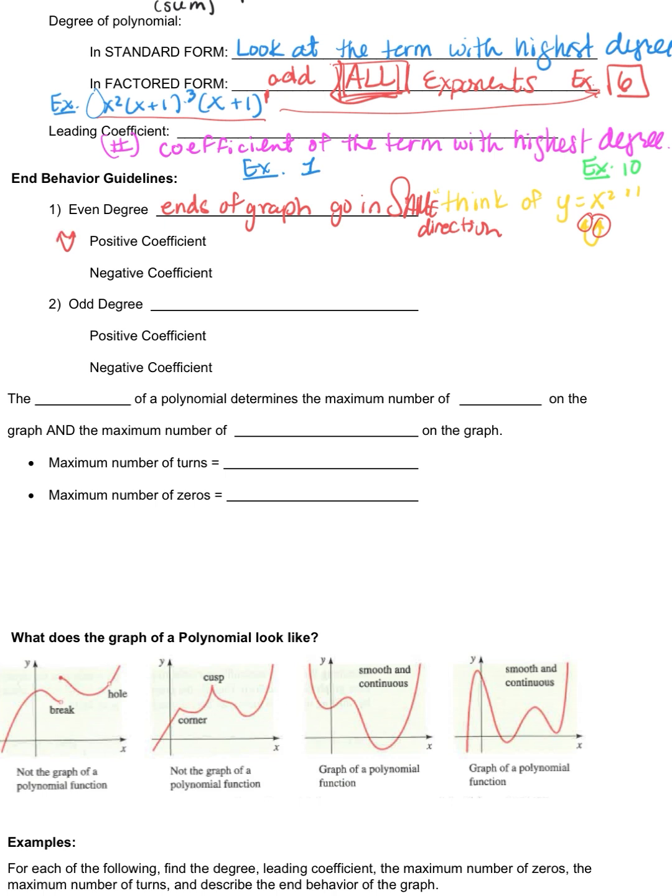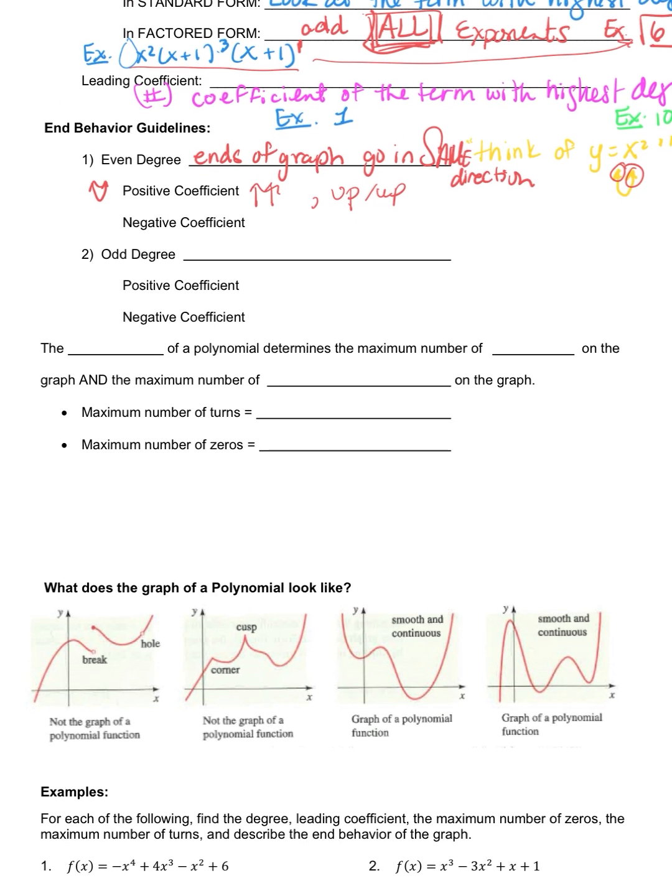So this is like y equals x squared. I showed that over there. So if it's positive, we know the graph goes up. Let me just say up, up. If it's negative, think of the graph going down. This is like y equals negative x squared. We know it's going down, down, so the end behavior is going down, down. So they're going in the same direction, either up, up, or down, down.